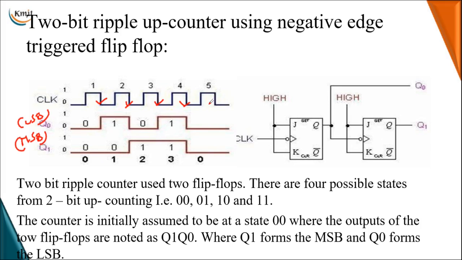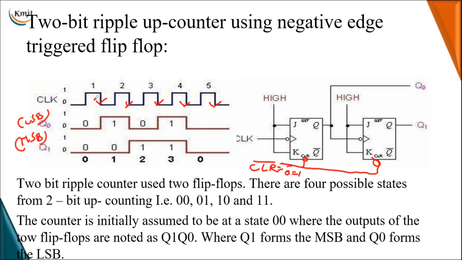Now initially, using the asynchronous input, let me clear the flip-flop states. Using the asynchronous clear input, by connecting all the clear inputs together, we clear the flip-flops to 0. By enabling clear bar with a 0, clear bar equal to logic 0 gives logical 0 outputs. Hence the outputs Q0 and Q1 are initially at the 0 state.